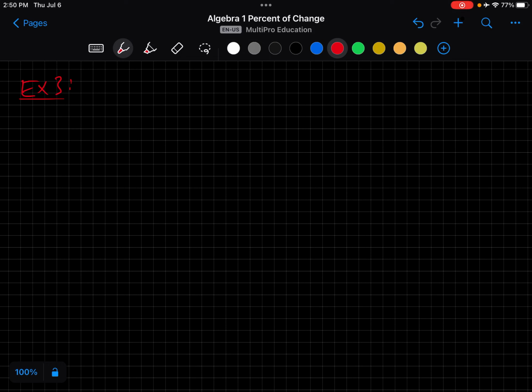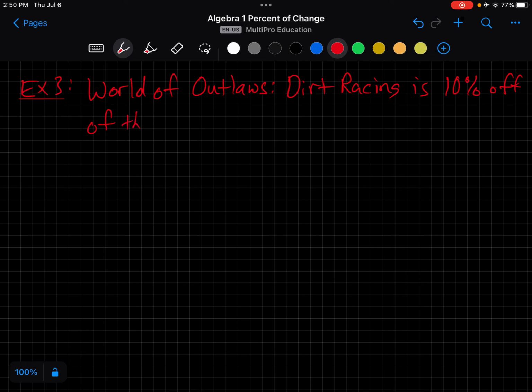Oh, we got another game here. World of Outlaws Dirt Racing. This sounds like a lot of fun to me. We get a percentage off of the original price. We got a sale here of $50. What is the discounted price?